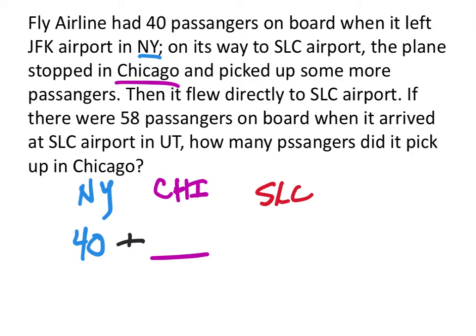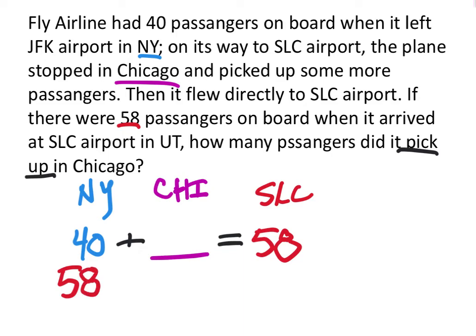And I guess the addition kind of goes along with how much was picked up in Chicago, right? Well, the result, which is our equal sign, is however many passengers there were when it arrived in Salt Lake, which in this case says it's 58 passengers there. So this is how this sets up, which again creates a fact family type problem for us to solve.